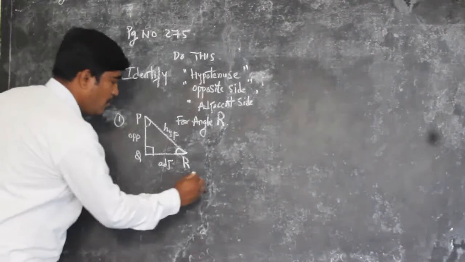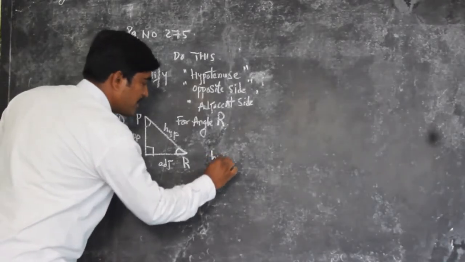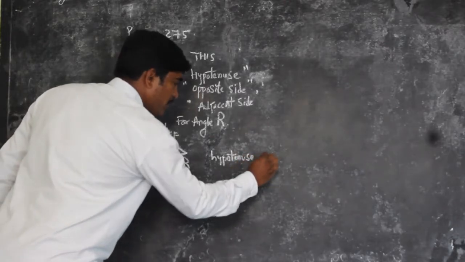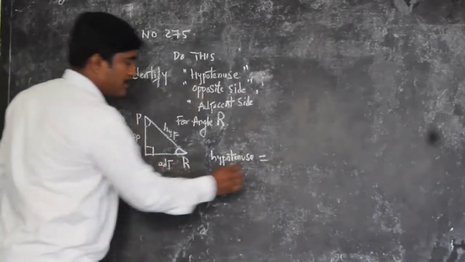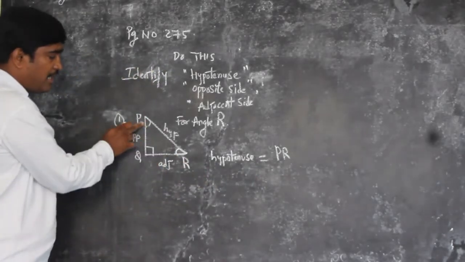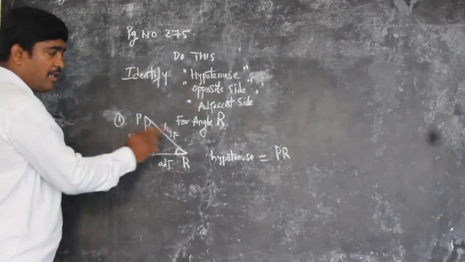So what is the hypotenuse here? The hypotenuse is nothing but PR. From the figure, PR is the hypotenuse.